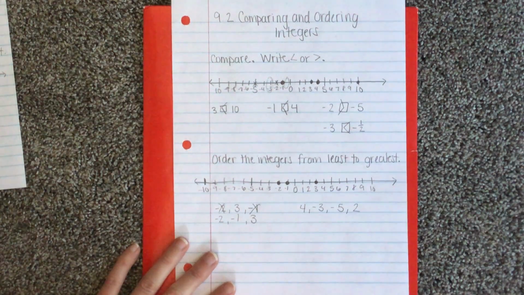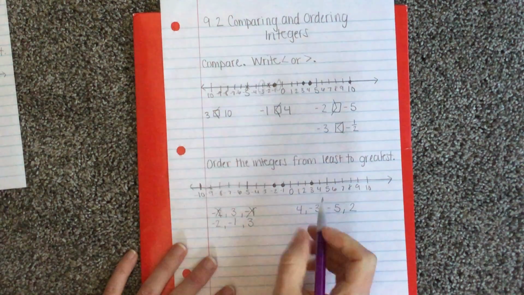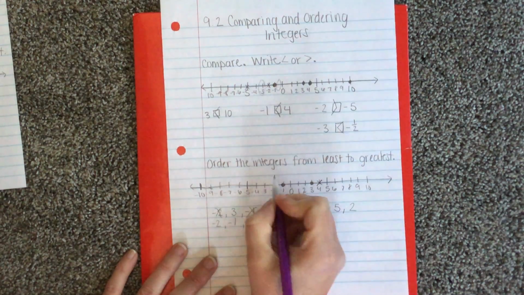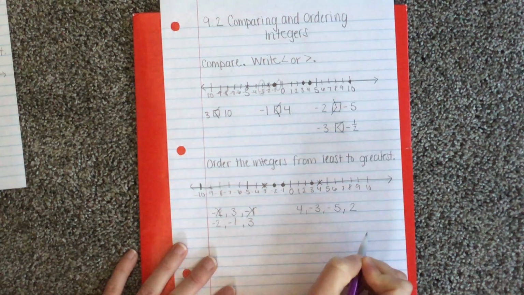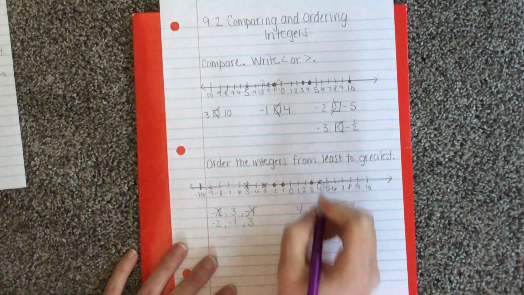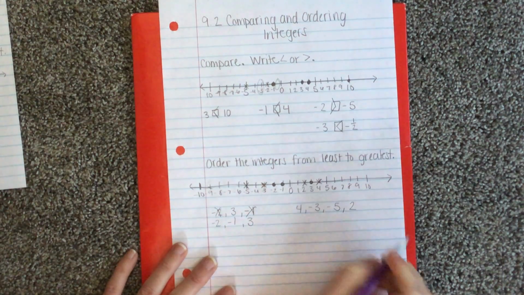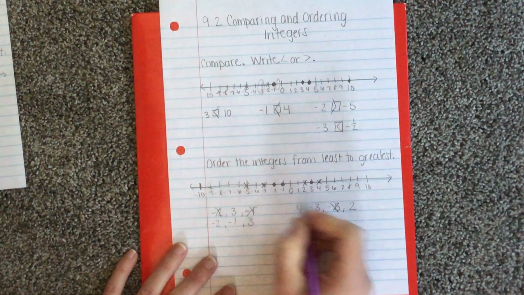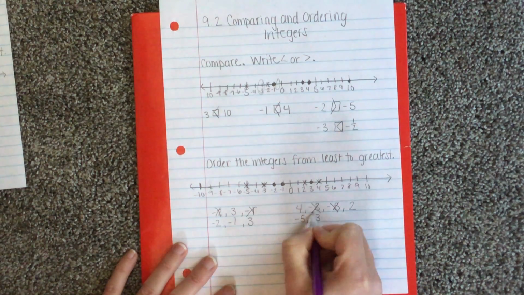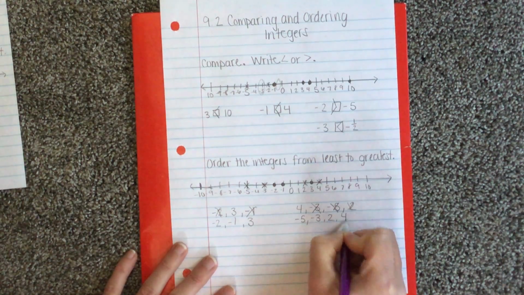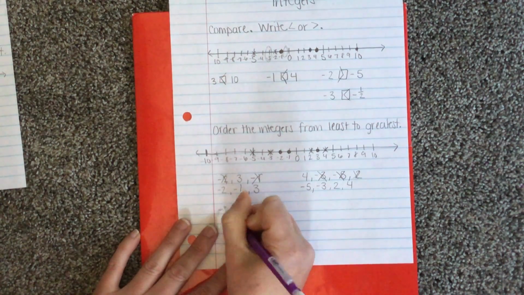Push pause, try that. Again, I'm going to graph these on the number line so I can have a visual. I'm going to use X's because I have more than one problem on this number line, even though we don't graph integers on a number line like this. Least to greatest, the smallest number is -5, and the next smallest is -3, and then 2, and the largest is 4.